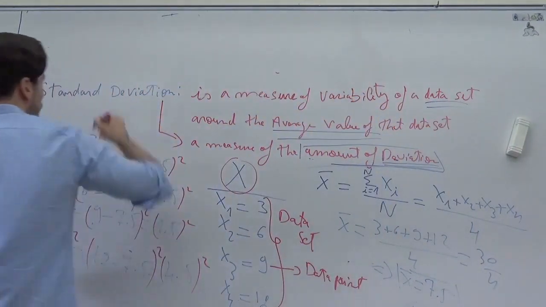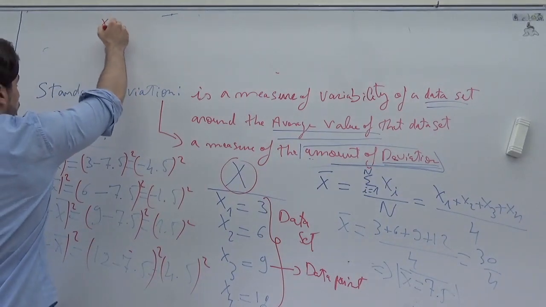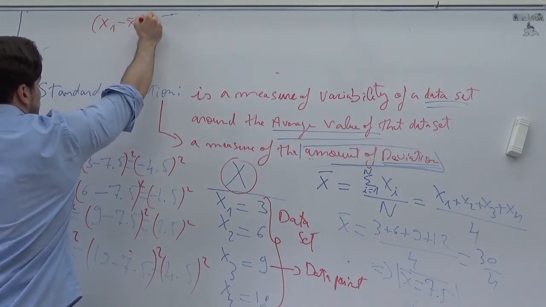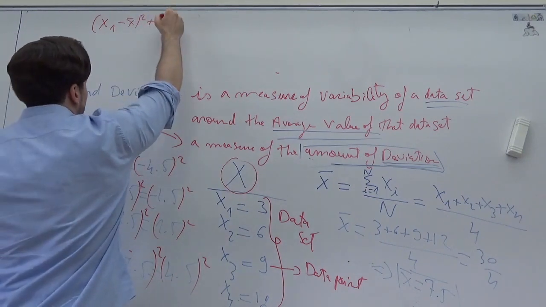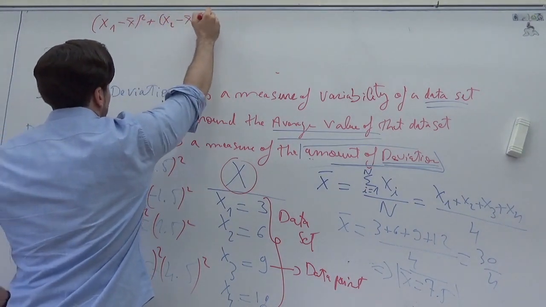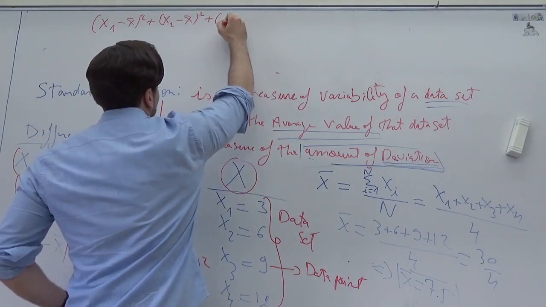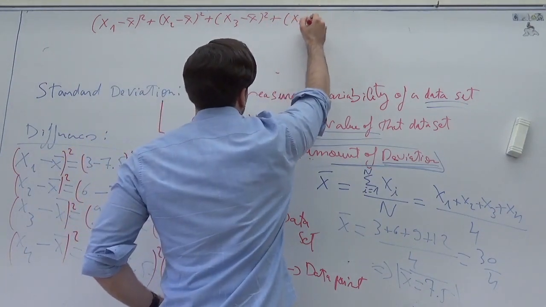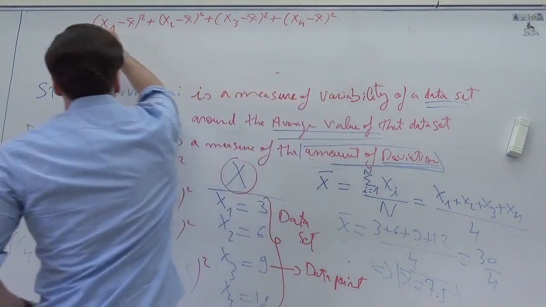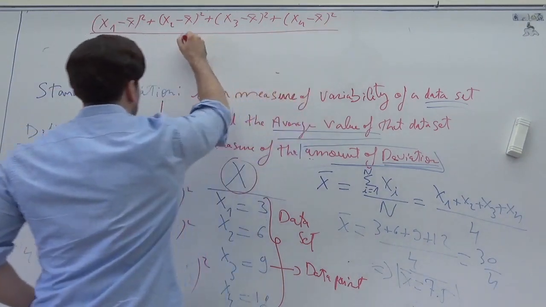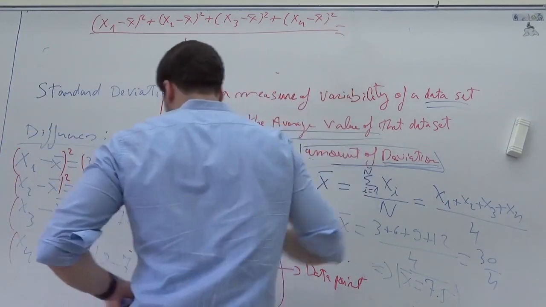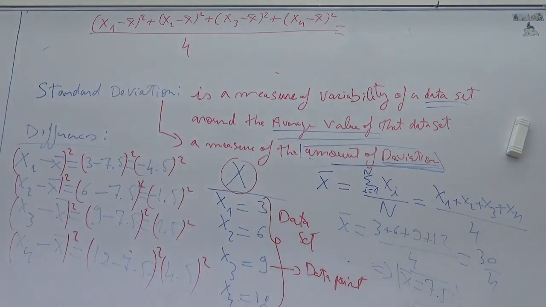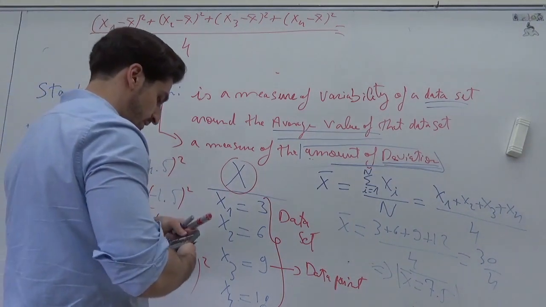So, in that case, we have x1 minus x bar squared plus x2 minus x bar squared plus x3 minus x bar squared plus x4 minus x bar squared divided by the total number of trials, which is in that case 4, which is equal to, let me bring a calculator in order to calculate the values that you have.